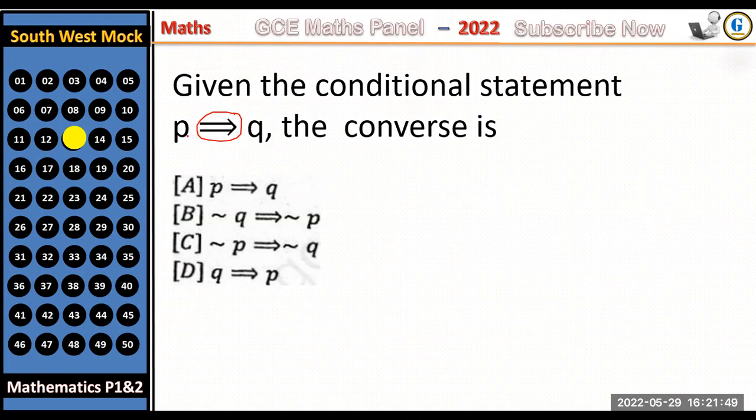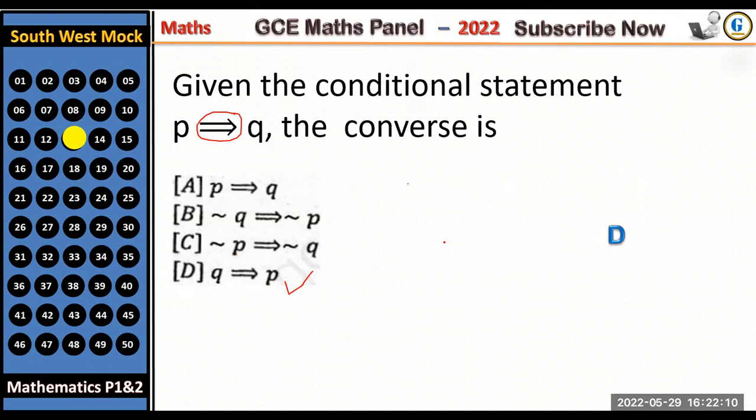Okay? So P implies Q. The converse will be P is implied by Q. So when you just reverse the sign, what are we going to have? So instead of P now pointing to Q, it's Q that will be pointing to P. So the answer is this, D.